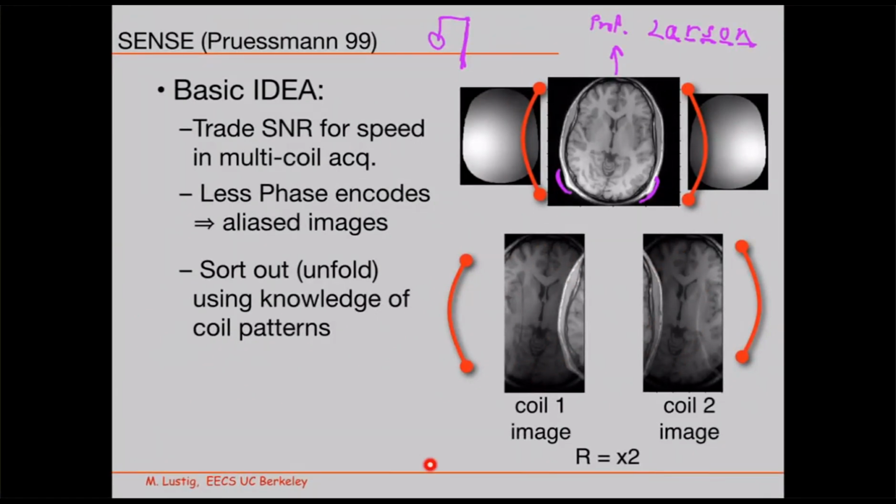And this is with R acceleration. R is usually called the acceleration factor. I don't know where the R comes from, but that's from Pruessmann's paper. With an R factor of 2, we save twofold scan time by aliasing this way. And now we need to come up with a way to combine those images into an image that looks like that. The question is, is there a good way of doing that?